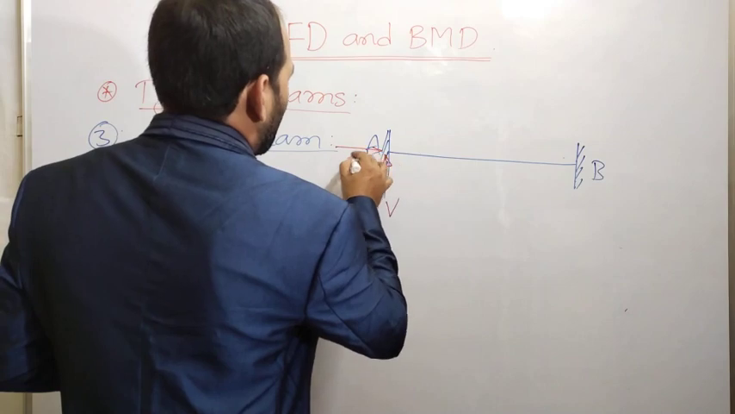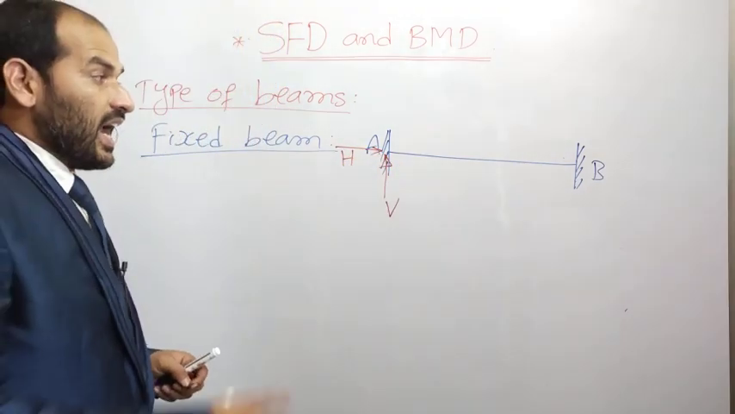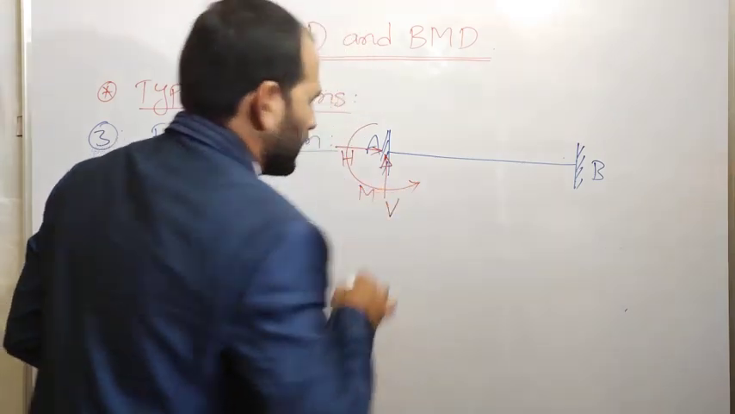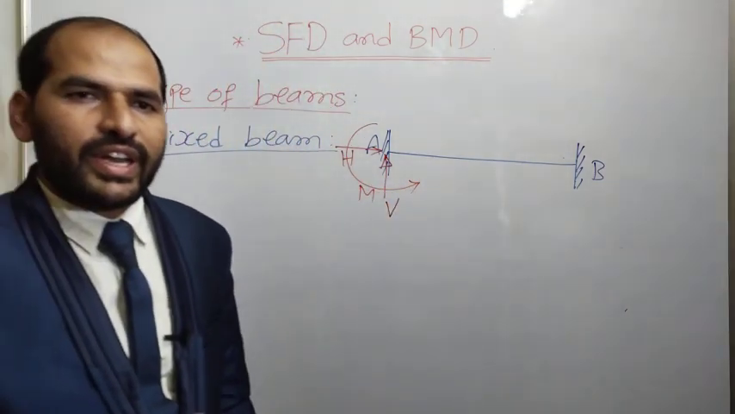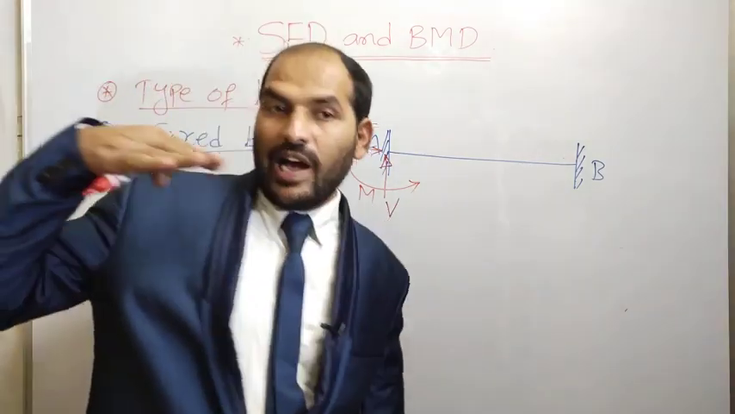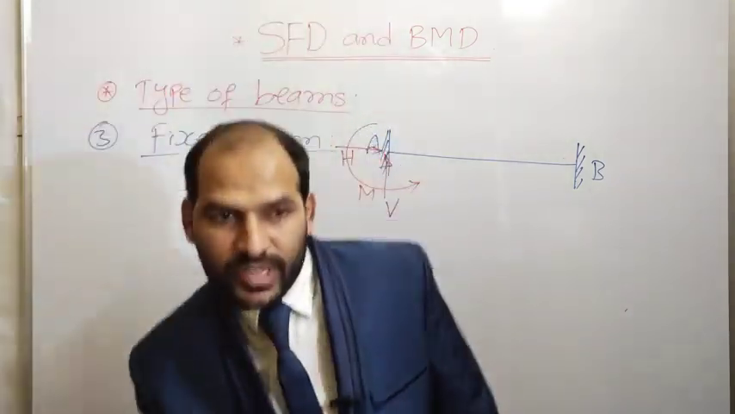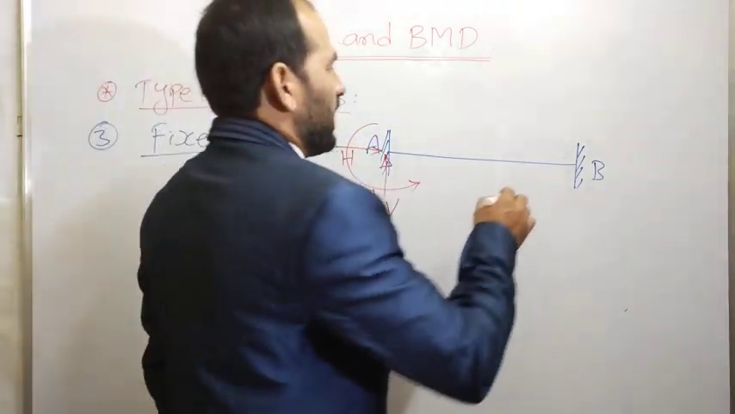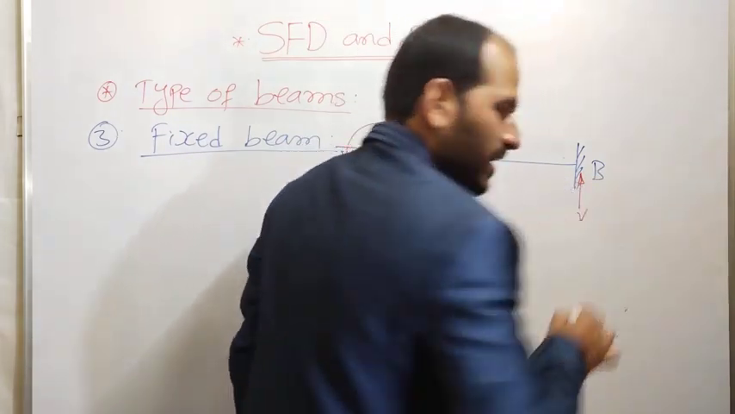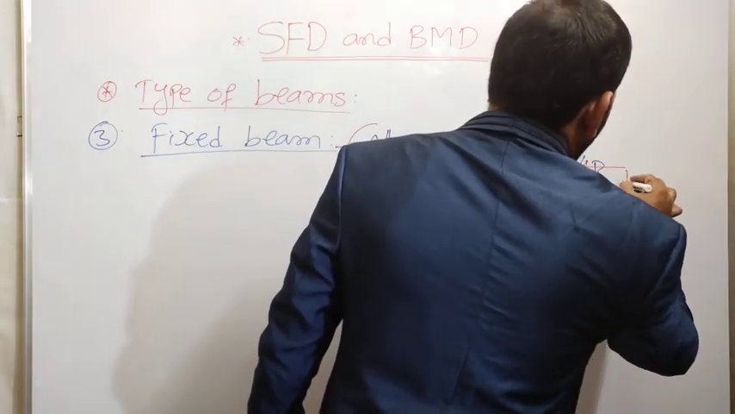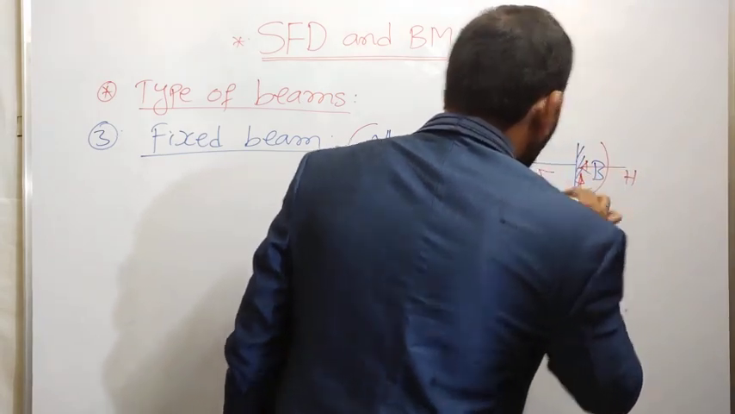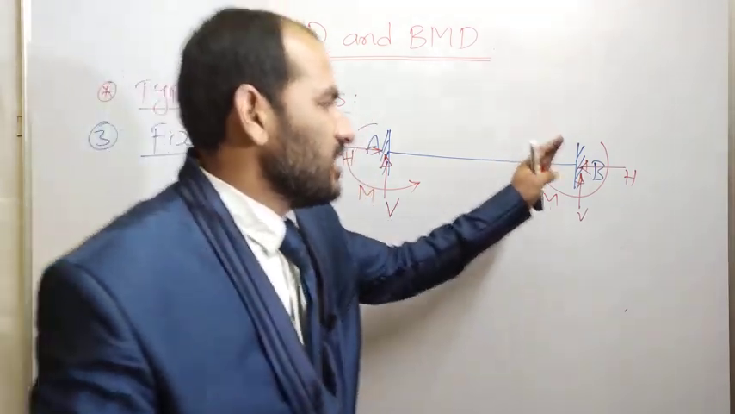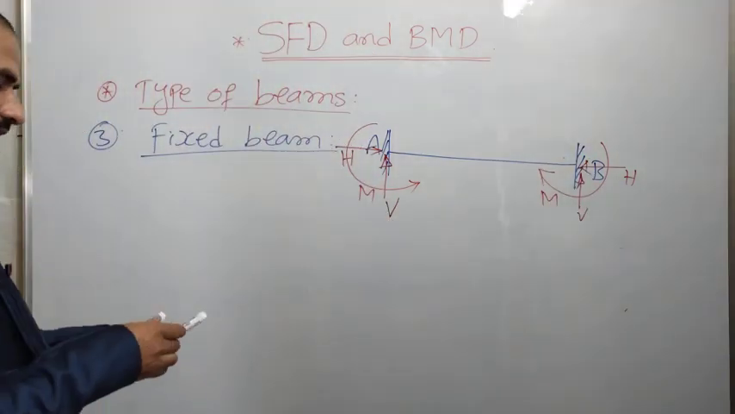Alright, this is a horizontal reaction, and this is a fixed support, which means there is a chance of movement developing. One is a vertical reaction that develops, one more is a horizontal reaction that develops, and one more is a moment that develops. That is three reactions on one side, and on the other side there is a vertical reaction, a horizontal reaction, and one more moment. So this side has three reactions, and this side has three reactions.